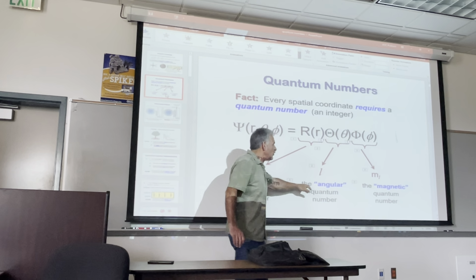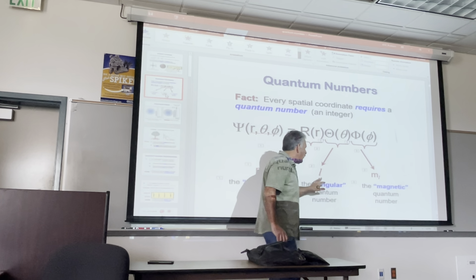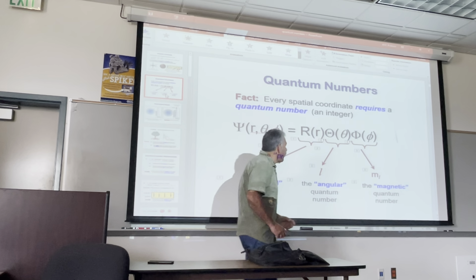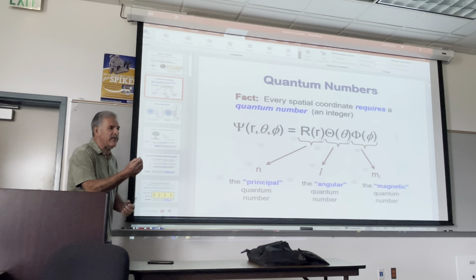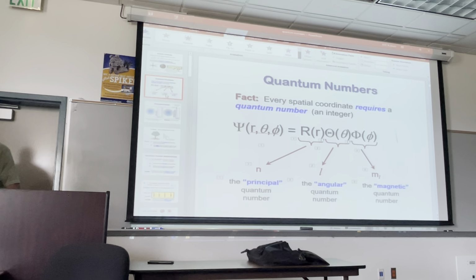Then you have the angular momentum quantum number, which is L. And there are rules associated with that. And then we have the magnetic quantum number, m sub L. So those are the three pieces that define where that electron is in space and what its position around the nucleus is. n, L, and m. And there are rules.